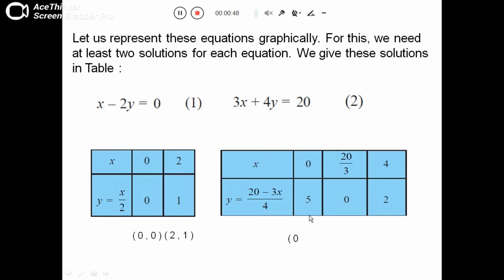So there are 3 solutions of this: (0, 5), second solution is (20 upon 3, 0), and third solution is (4, 2). We need only 2 solutions for drawing any of the lines. Okay, let us see the graph of both the lines.